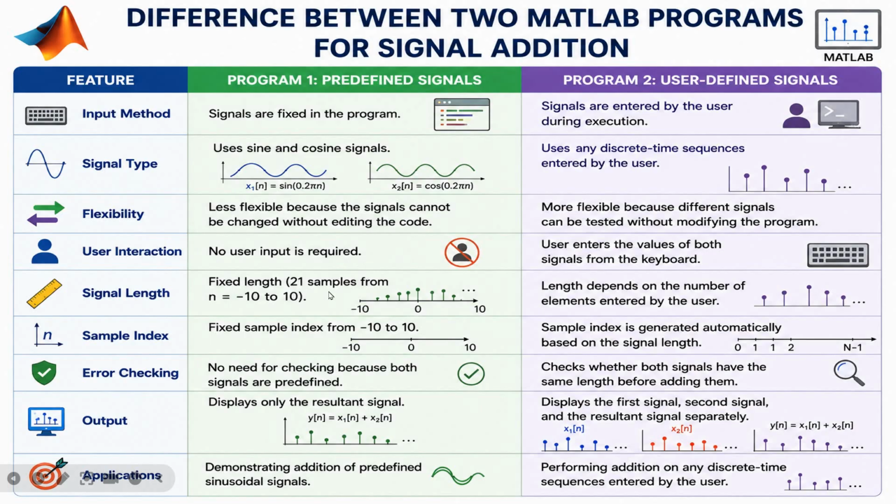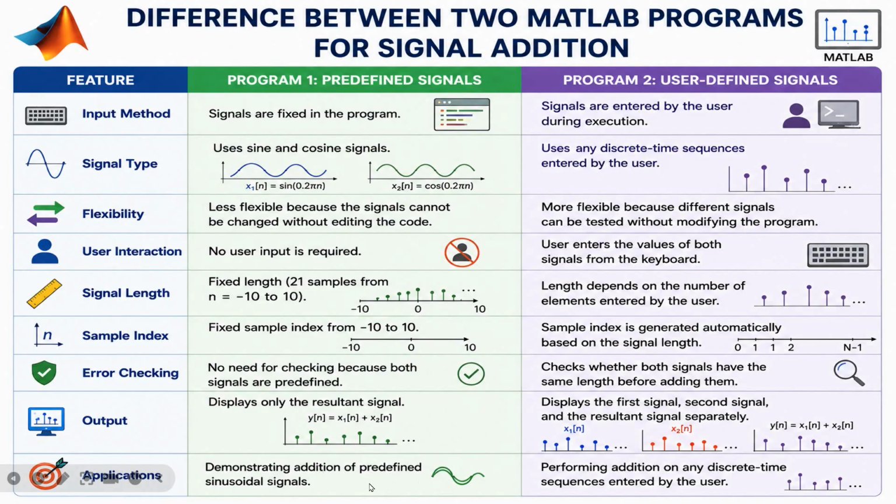Okay, and the length of the sample set is fixed here, whereas here the length depends on the number of elements which are entered by the user. And here the sample index is from -10 to +10. Here the sample index is generated automatically based upon the signal length. Then here there is no need for checking because both signals are predefined, that is both are of equal length, whereas here we need to check for the length of the signal. Next you have output: it displays only the resultant signal here, whereas it displays the first signal, second signal and the third signal.